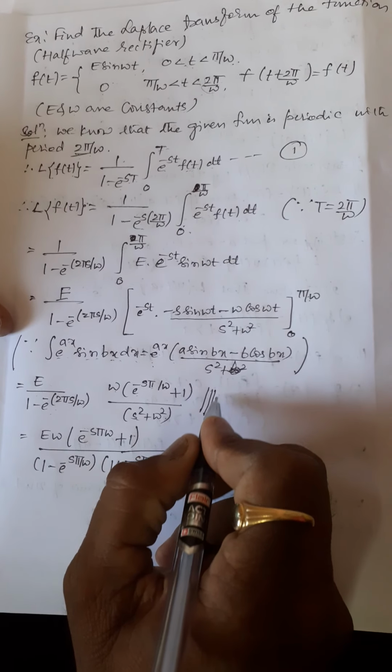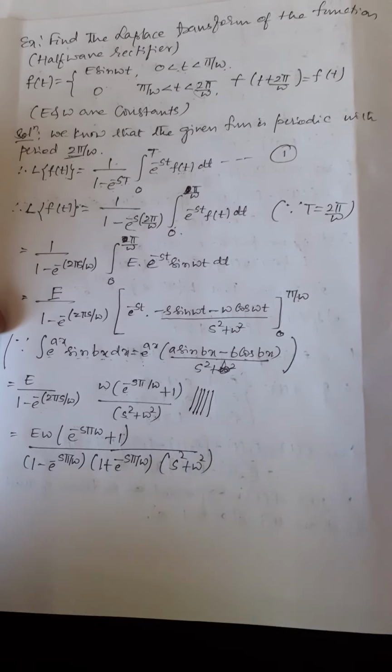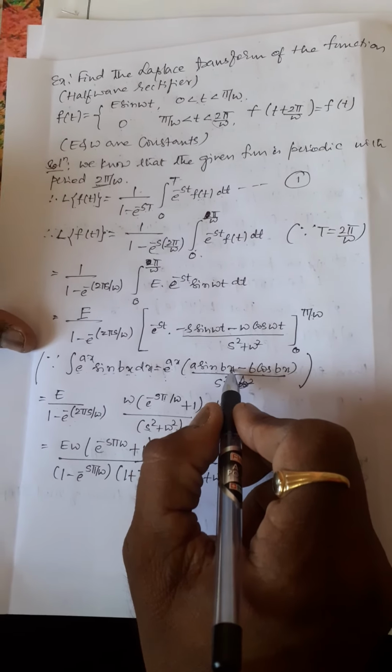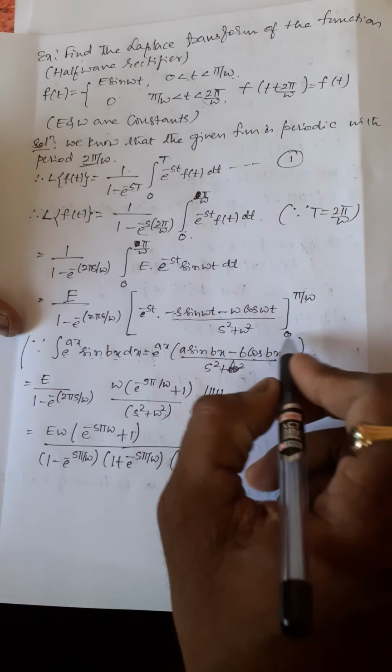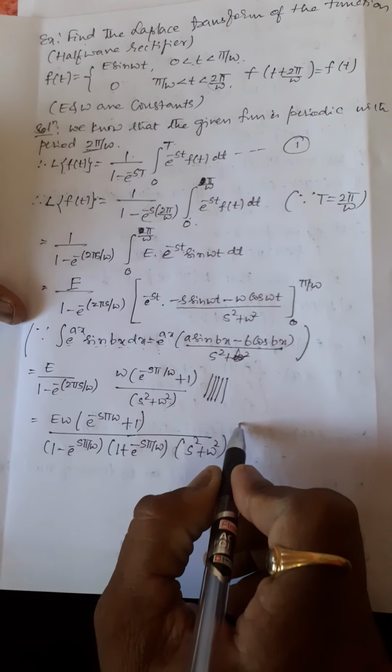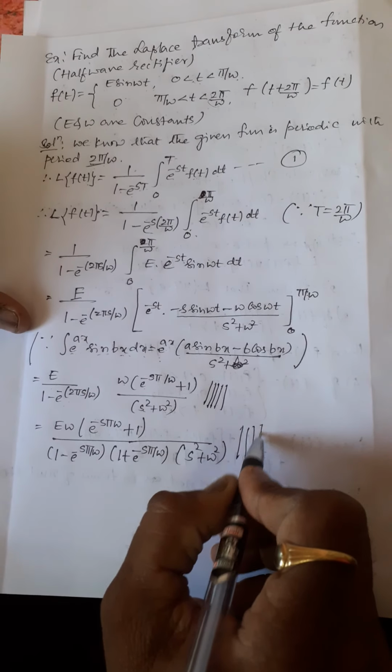Refer to this substitution correctly and neatly. Here a and b are constants, s is the parameter, and only x is the variable. You need to put x equal to the upper and lower limits. Therefore, it reduces to this solution at the end. Thank you.